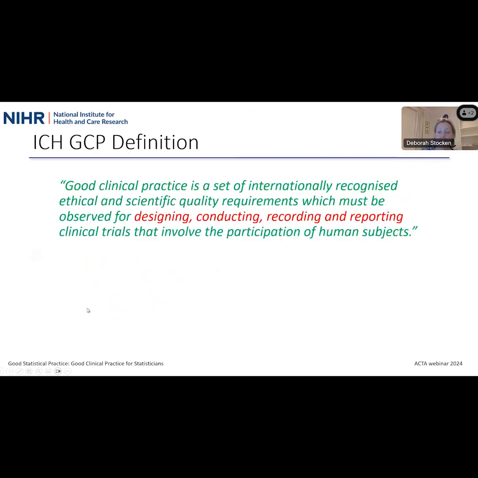So this is the definition. Good clinical practice is a set of internationally recognised ethical and scientific quality requirements which must be observed for designing, conducting, recording and reporting clinical trials that involve participation of human subjects. And the role of statisticians and statistics in clinical trial design, conduct, recording and reporting is acknowledged as essential in that ICH guideline.